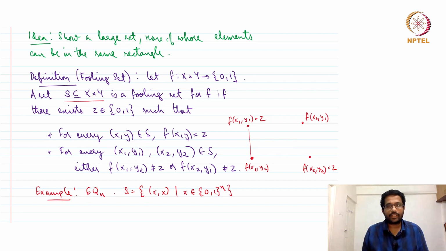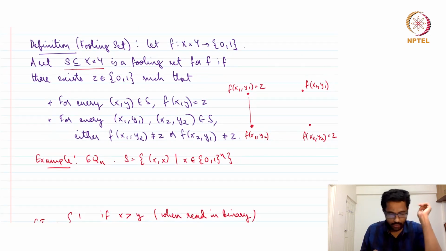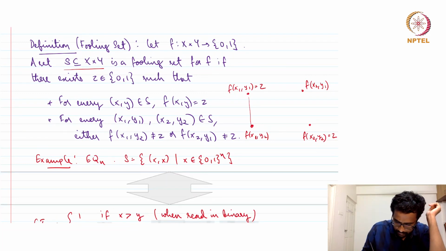So because of which they cannot be in the same rectangle, right? So z could be 0 or 1. So this is what we mean by Fooling set. All the members of the set should have the same function value, but if you take any two members of the set, x1 y1 and x2 y2, then either f of x1 y2 should not be z, or f of x2 y1 should not be z. Okay, so maybe some simple examples are in order.